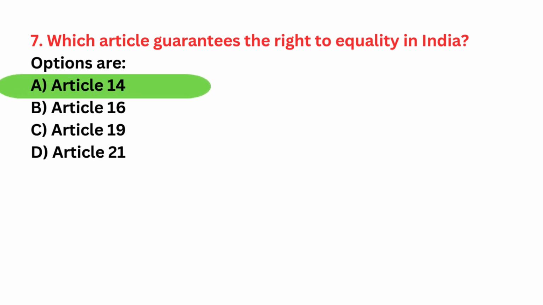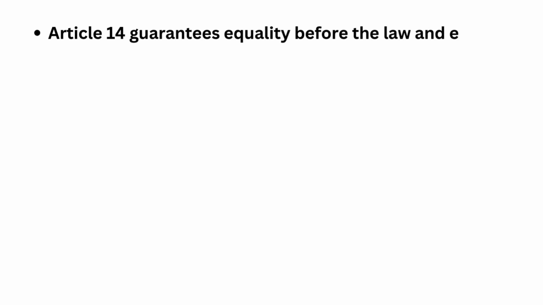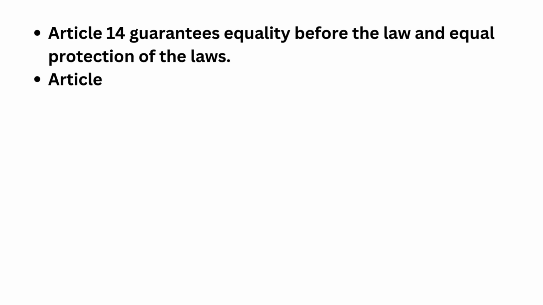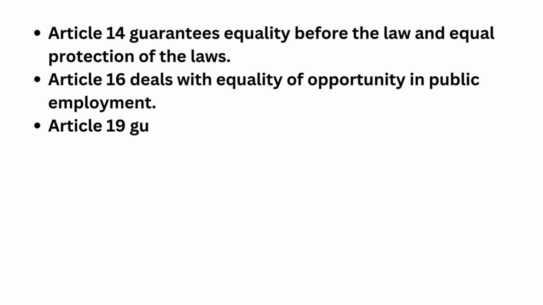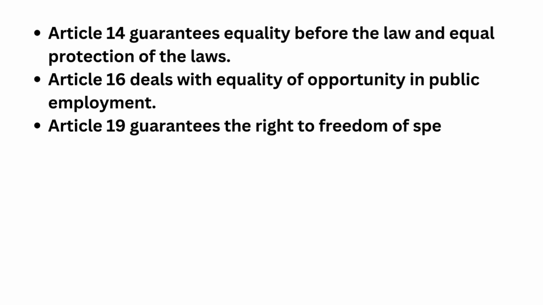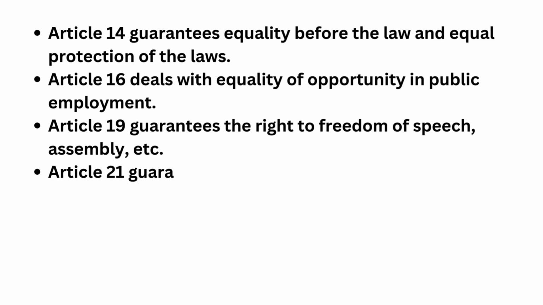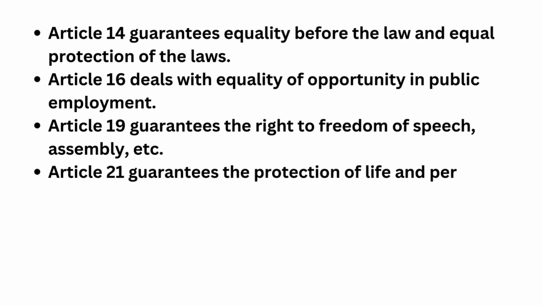The answer is option A. Article 14. Article 14 guarantees equality before the law and equal protection of the laws. Article 16 deals with equality of opportunity in public employment. Article 19 guarantees the right to freedom of speech, assembly, etc. Article 21 guarantees the protection of life and personal liberty.